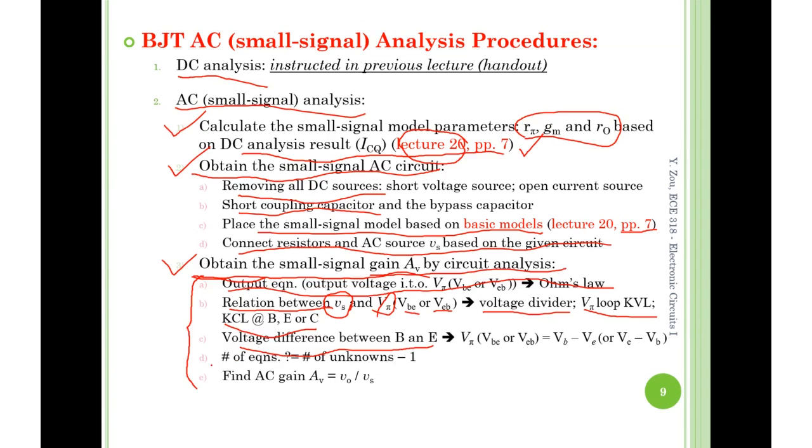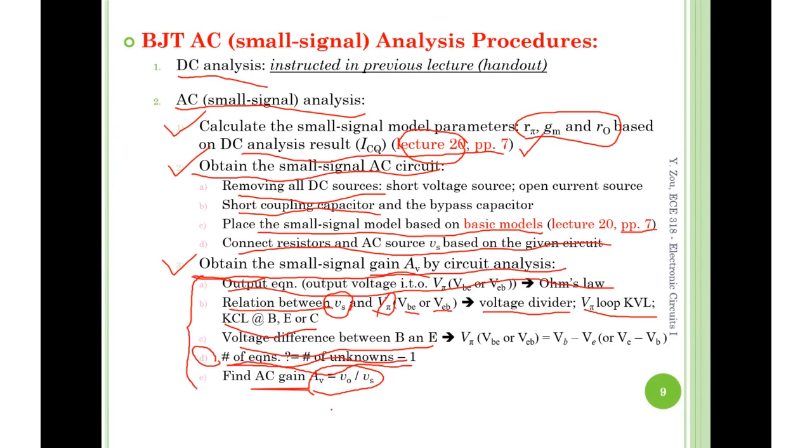And the same rule here: you need to count how many unknowns and how many equations. The number of equations should be 1 less than that of the unknowns, so you can't find any individual unknown, since the input is not given. You can only find the ratio between any 2 unknowns. And what we really care about is the output over the input source. This is the AC gain, same thing as in MOSFET again.